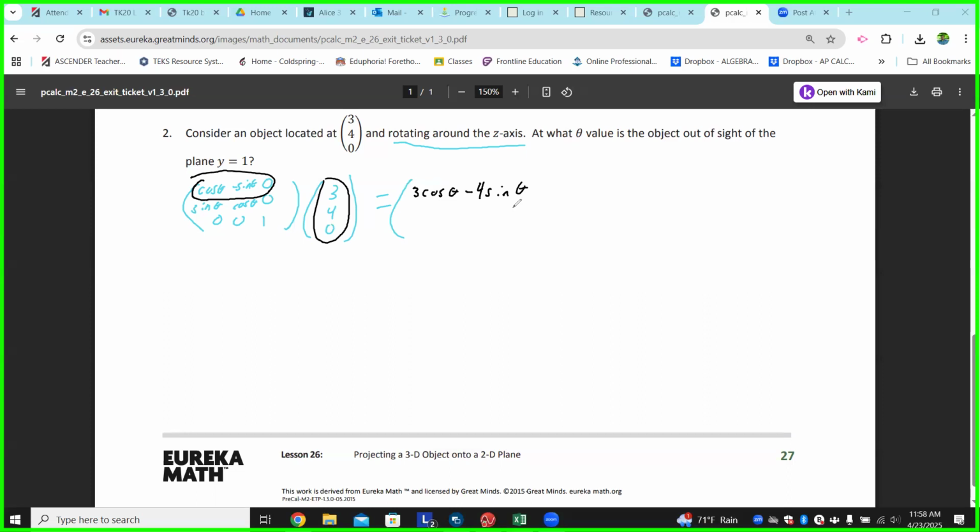We good so far? Then we would do 0 times 0. Do I need to add 0? No, it's not going to change anything, though you can if you like to. All right, so we good with that? Now we're going to take the second row and multiply by this column. So what's sine theta times 3? Plus, what's 4 times cosine theta?